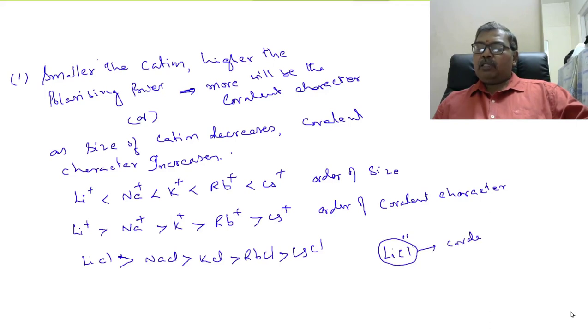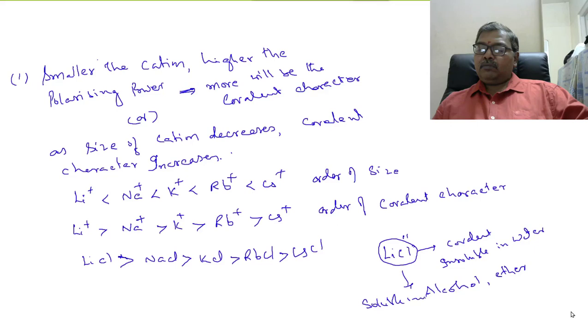covalent compound insoluble in water but readily soluble in alcohol, ether, and so on. This is order of covalent character. Clear?